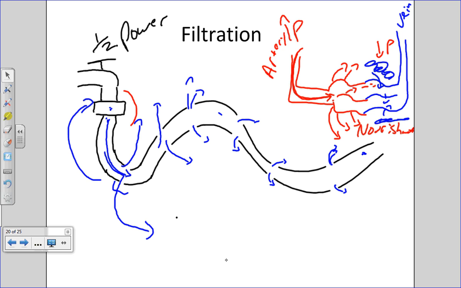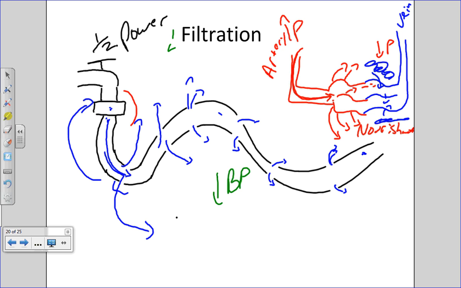And that's what happens when people have low blood pressure. People that have a significant drop in blood pressure, okay, you'll have a lower rate of filtration. So you'll have a harder time delivering nutrients and oxygen to your tissues. All right. Vice versa, if you have hypertension, you're running the risk of edema.